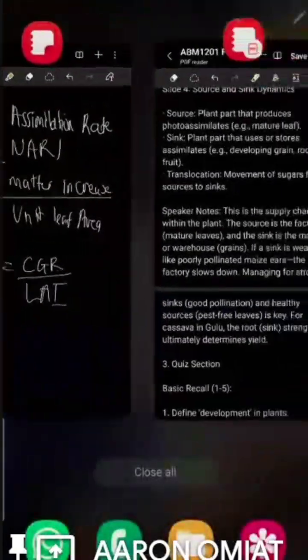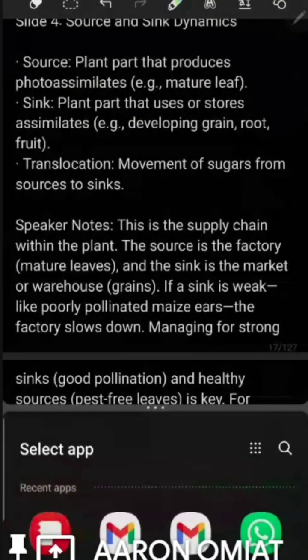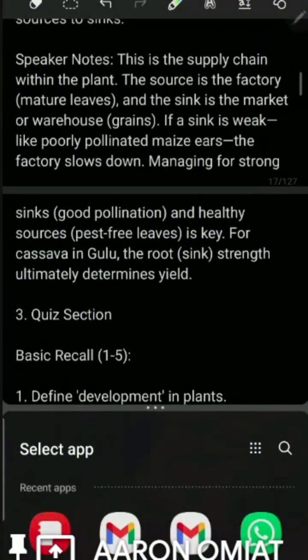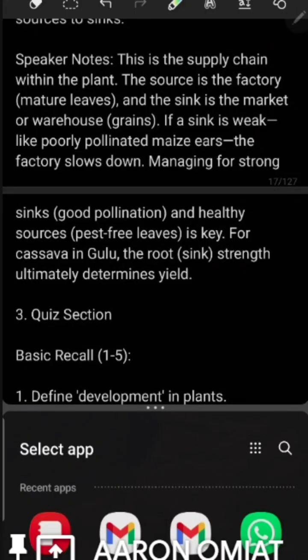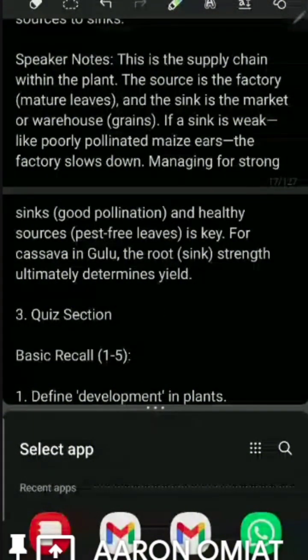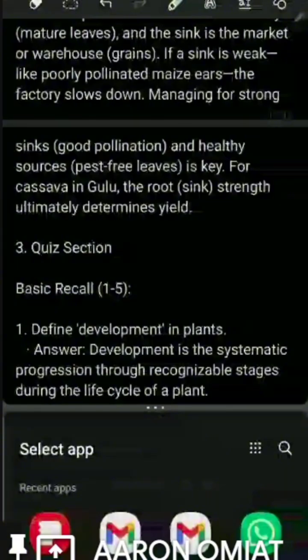I would say development in plants refers to the changes in size, function, and structure that occur within a plant. Okay. The systematic progression through recognizable stages during a life cycle.